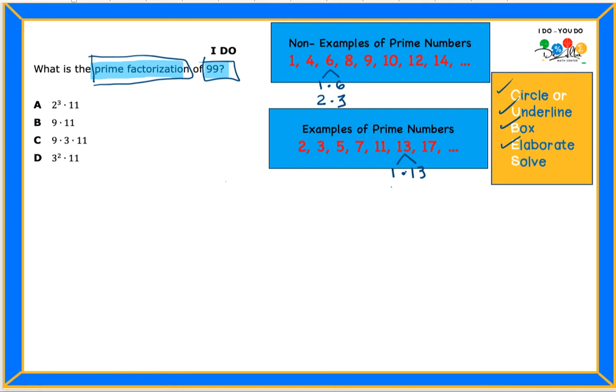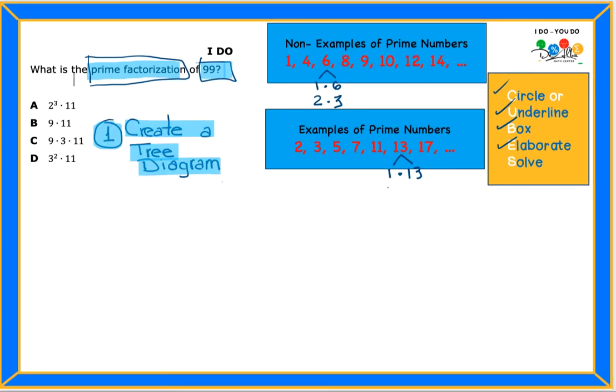Now let's do the prime factorization. Our first step will be to create a tree diagram. So I'm gonna write the label, and then write the number that is given, the 99. I'm gonna write it right here. And I always like to get started with the number 2 if possible. So I always look at the last digit, in this case it's a 9. And if it's even, I can divide by 2. But if it is odd, we can't. So 9 is odd. I cannot divide by 2.